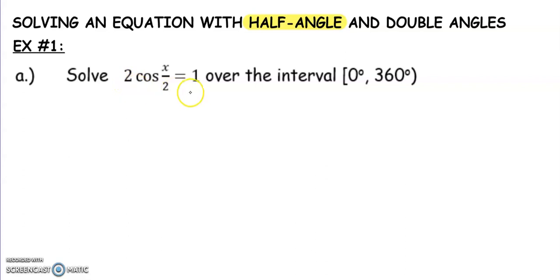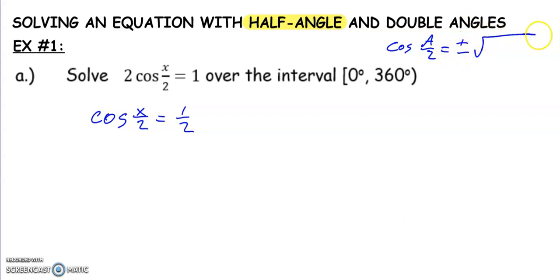So to get cosine by itself, I'm going to divide both sides by 2, just like I would with any other equation. So I'm going to get the cosine of x over 2, or half x, equals 1/2. Now if we use our half angle identities, we know that the cosine of half a equals plus or minus the square root of 1 plus cosine a over 2.